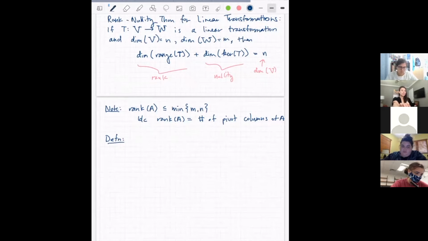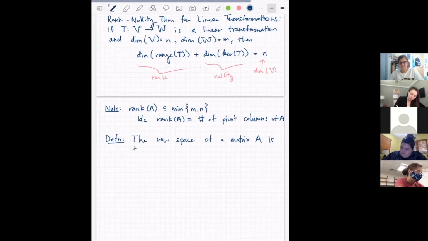There is another space that we can talk about that corresponds to a matrix, and this is called the row space of a matrix. This is very similar to the column space, but now it is going to be the span of the rows.